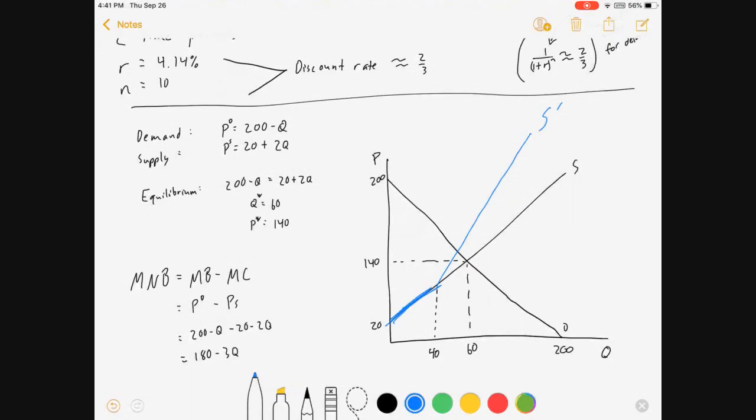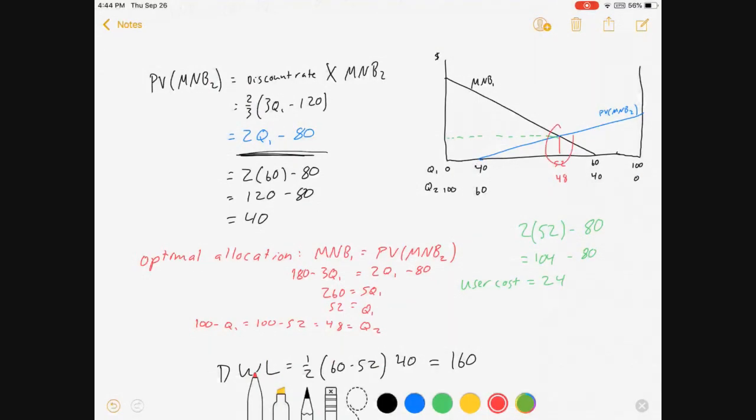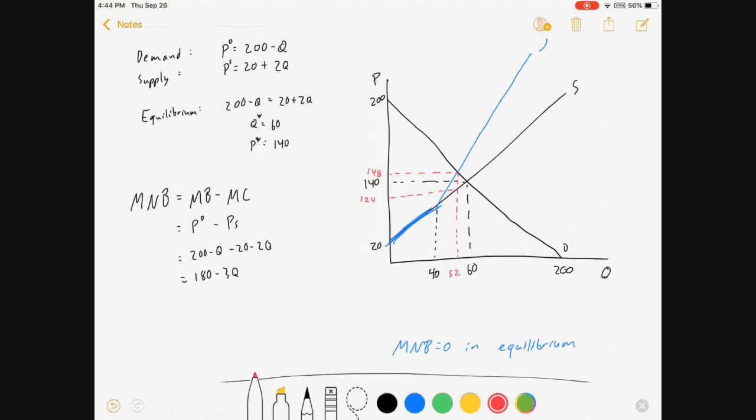As we consume more, we create additional costs on the future, and those additional costs are the externality that we're worried about. Now, at our optimal quantity of 52, you're going to find that there is a gap between the supply curve and the demand curve. On our supply curve, we've got a value of 124, and on our demand curve, we've got a price of 148. That $24 gap between them is the externality. It's what we drew down here as the user cost. That's how these graphs are correlating with each other.